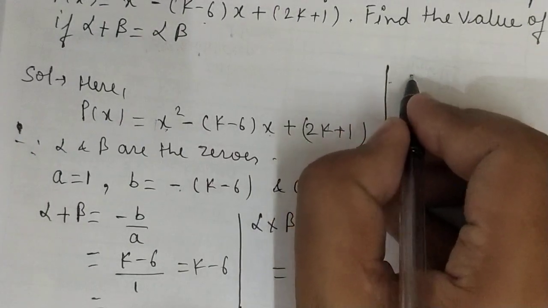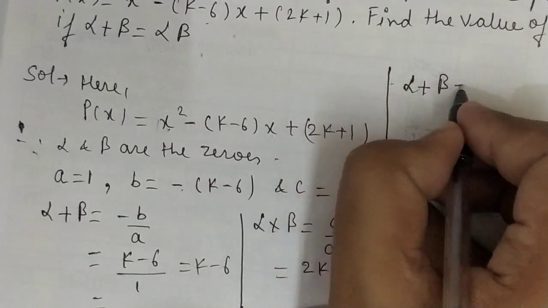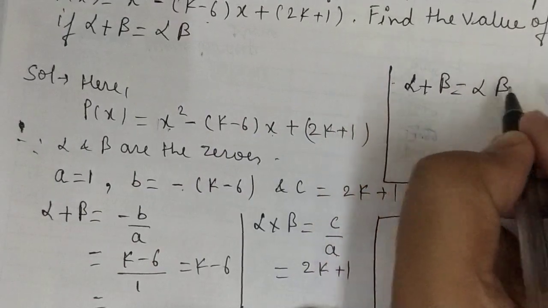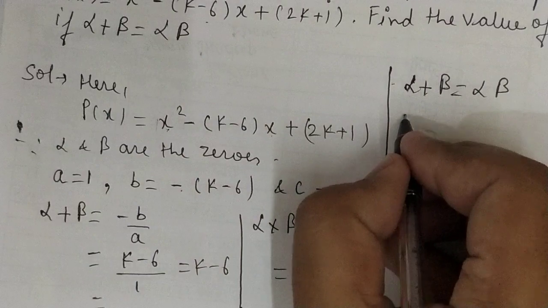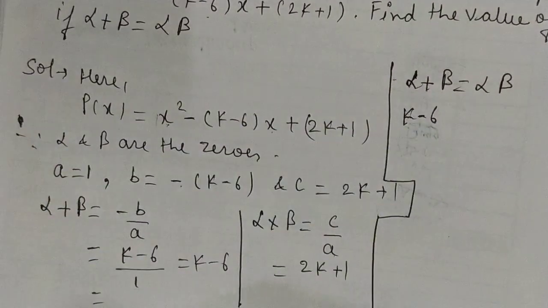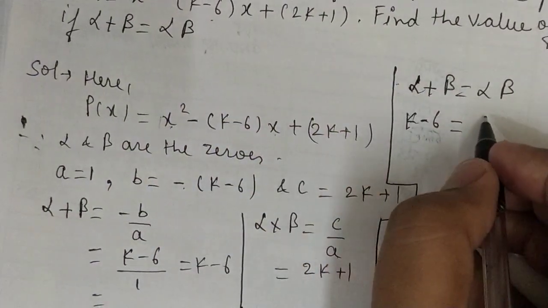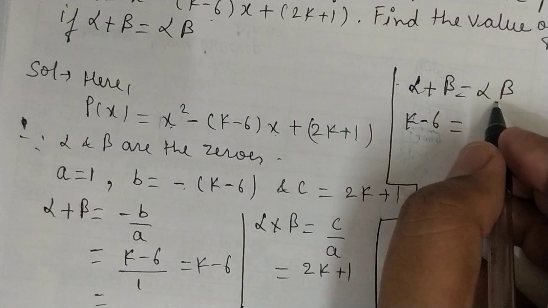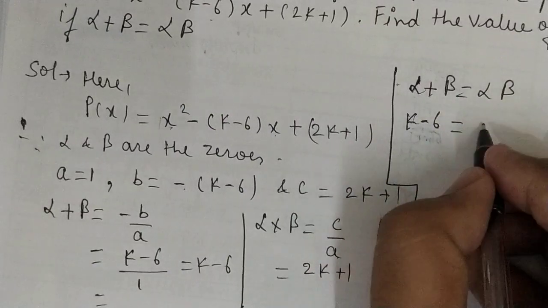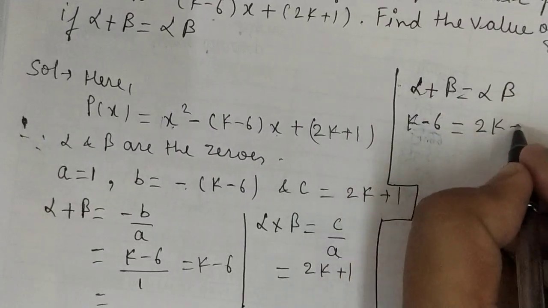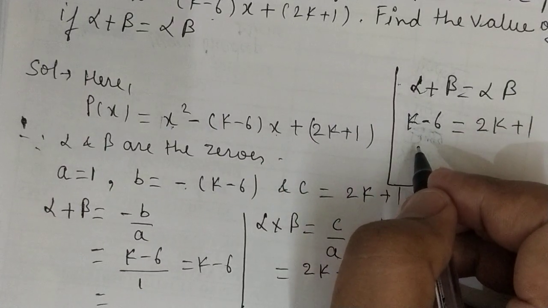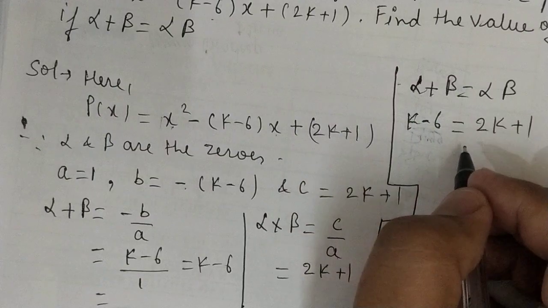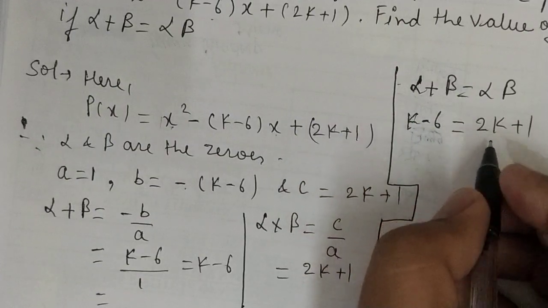It is given that alpha plus beta is equal to alpha into beta. Now what is the value of alpha plus beta? K minus 6. So I am writing here k minus 6. And what is the value of alpha into beta? So in place of alpha into beta I am writing 2k plus 1. Simplify this, you will get the value of k. So I am simplifying this.